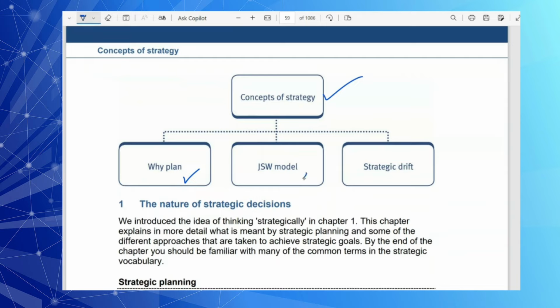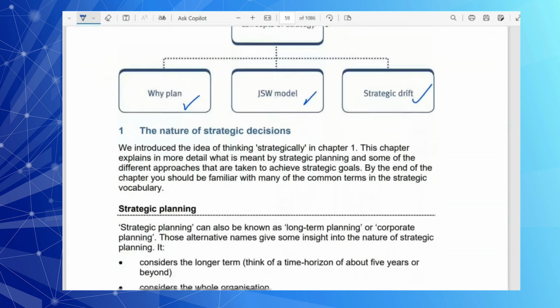Strategic drift is there. If the company doesn't follow the strategies they have planned, or what they have forecast for the future, and there is no implementation, then strategic drift will happen. So now, what is strategic planning?